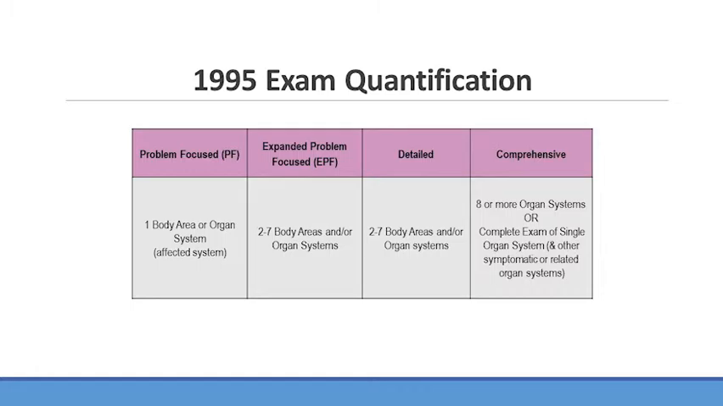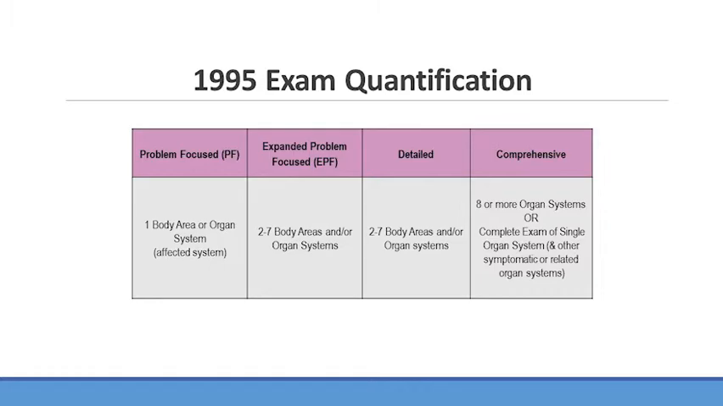CMS states that 8 or more organ systems are needed for a complete multi-system exam, or that the provider can document a complete single organ system exam. The 1995 guidelines do not quantify what a complete single organ system exam consists of. So again, the 1995 guidelines are very subjective when it comes to the exam.